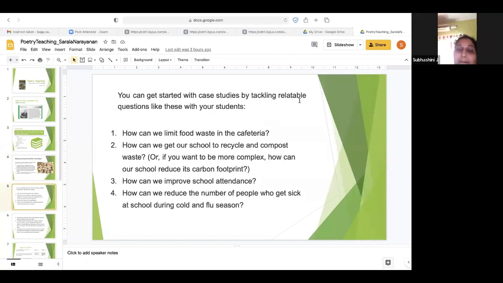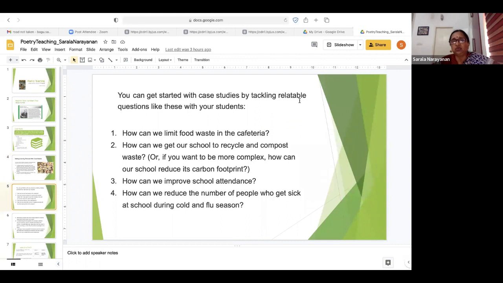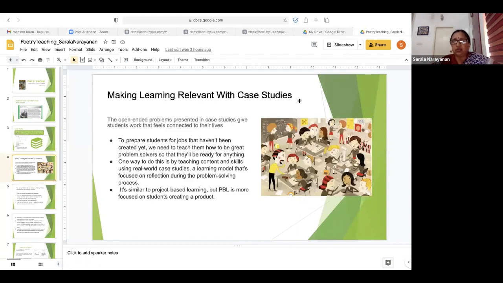Now, on using case studies. When you are in a school, a co-education school or any such thing, you can have a case study like this to prepare students for jobs that haven't been created yet. We need to teach them to be great problem solvers so that they'll be ready for anything. One way to do this is by teaching content and skills using real world case studies. So that's what I told. The real world case study is that the poem we are going to do is Robert Frost and J.K. Rowling. I brought in all those things.